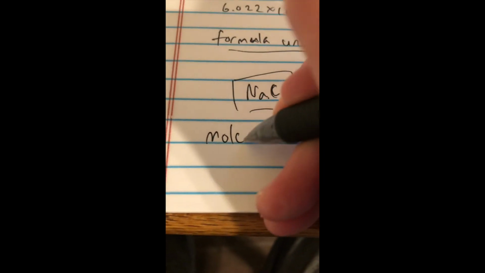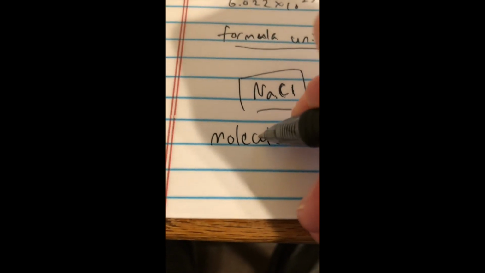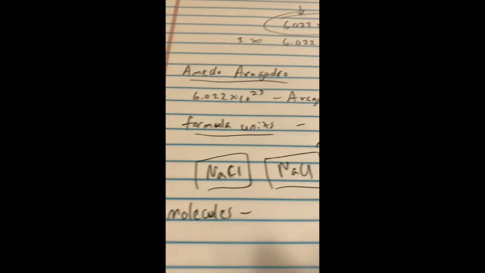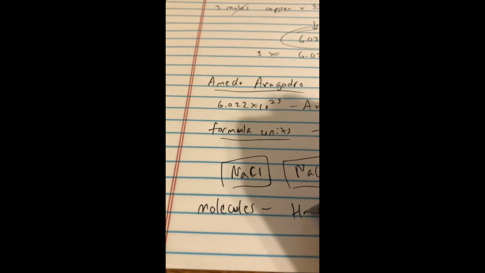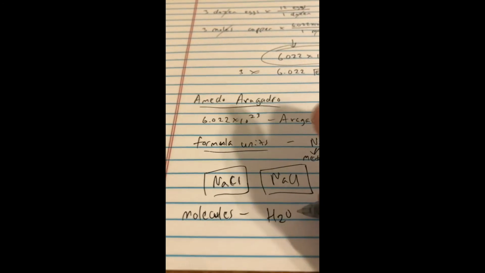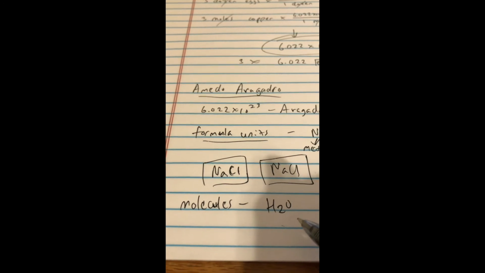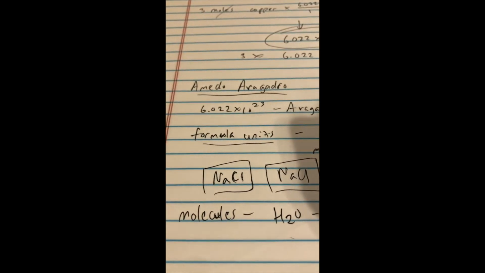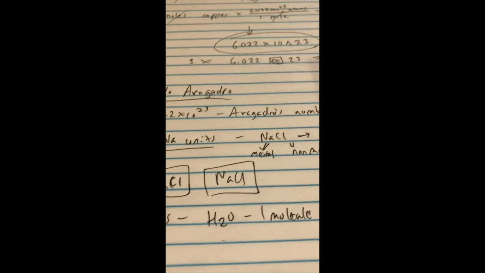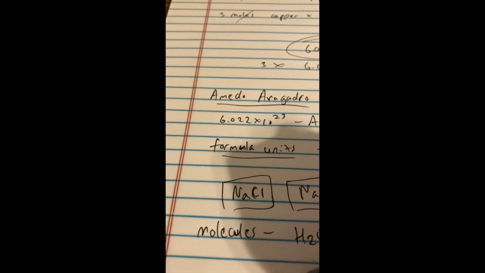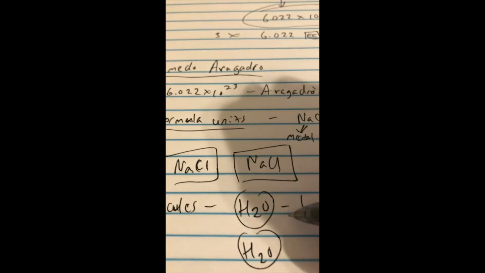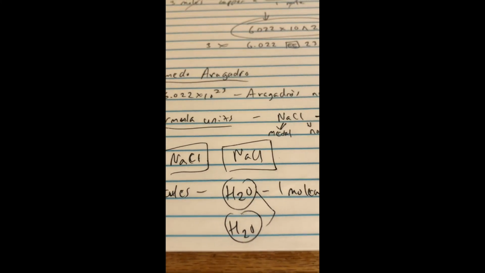If you were to talk about molecules, molecules are names for all non-metals. So if you were to have H2O, both hydrogen and oxygen are non-metals, so this would be a molecule. You would say that there's 1 molecule of water, and if you had 2 of those, we would say now there are 2 water molecules.